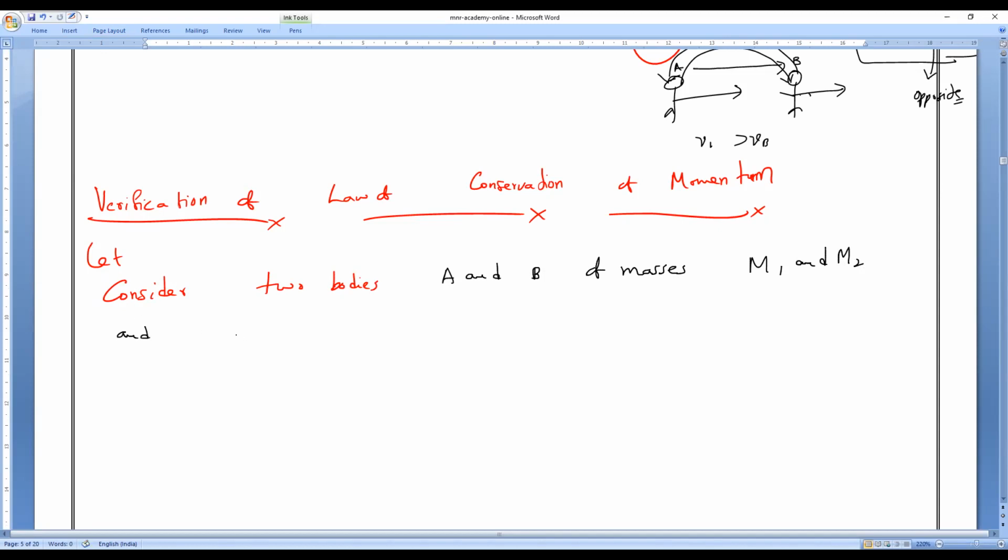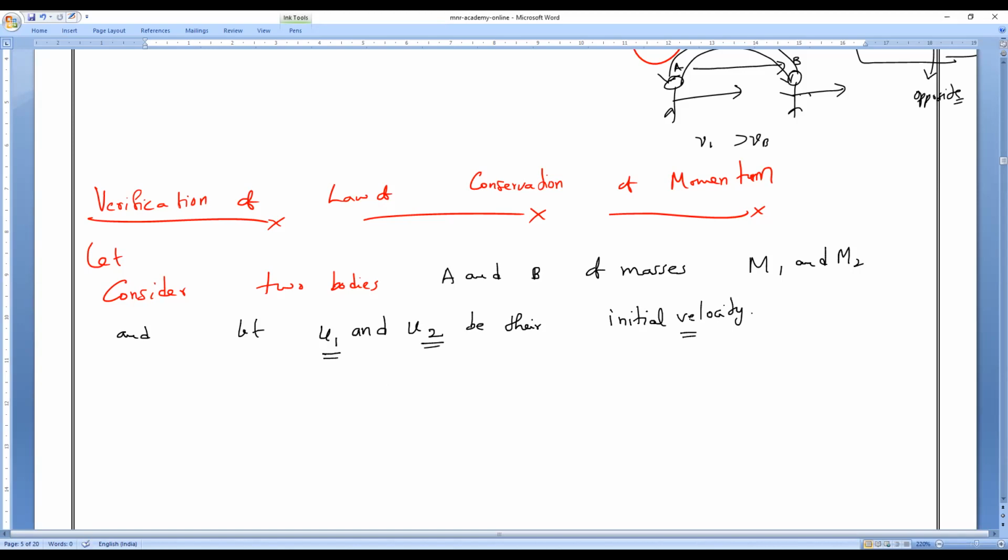Okay, guys. And let the initial velocities, what is the initial velocity I can take? U1 and U2 be their initial velocities. Any problem for anybody till here? I consider how many bodies? Two bodies, whose masses I consider as M1 and M2, and whose initial velocities are U1 and U2. Okay.